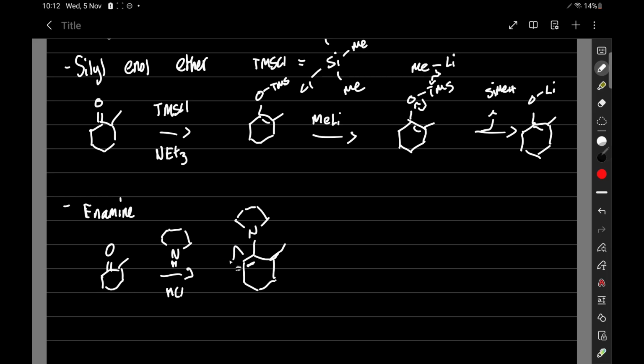So we'll get that same kind of mechanism where the arrow comes here. The only thing I have to do is to remember to take the enamine off at the end. So after I've done all my reaction, whatever I want to do, I now just take it off to reveal the ketone.